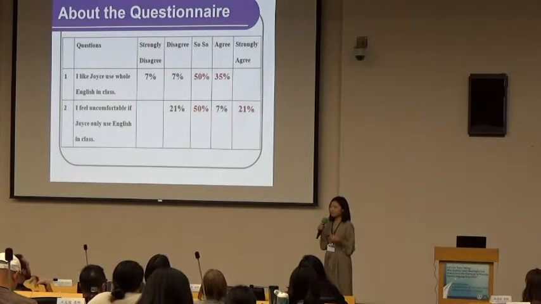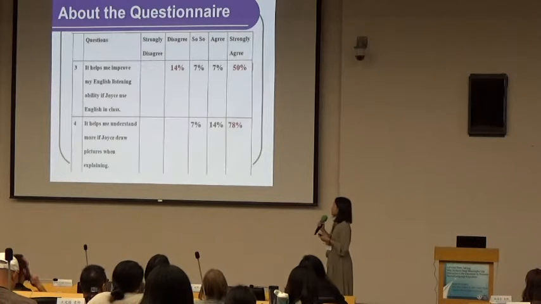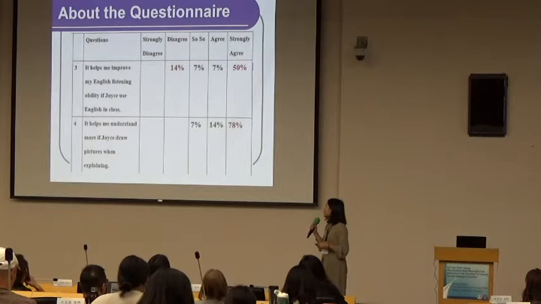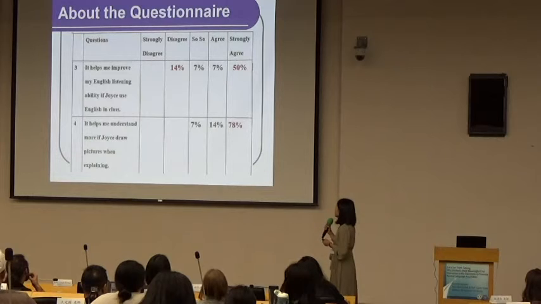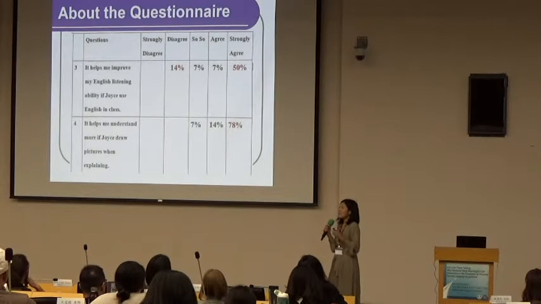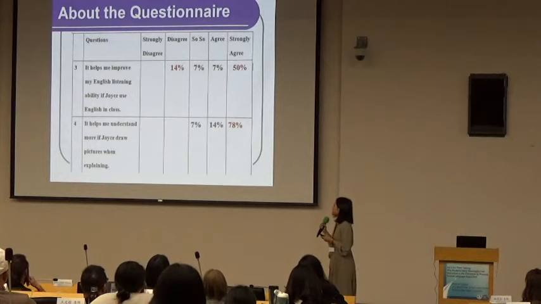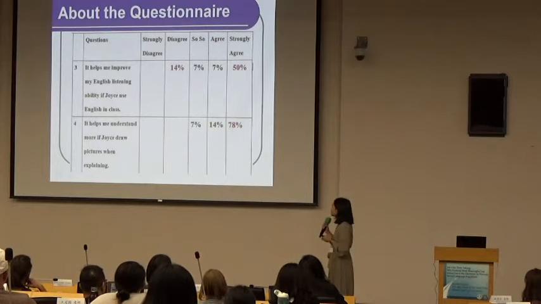So I feel uncomfortable a little bit. And it helped me improve my English listening ability if Joyce uses English in class. So it goes like 50% agree, which I'm surprised and I'm happy. And it helped me understand more if Joyce draws pictures when explaining. It's like 70% strongly agree.